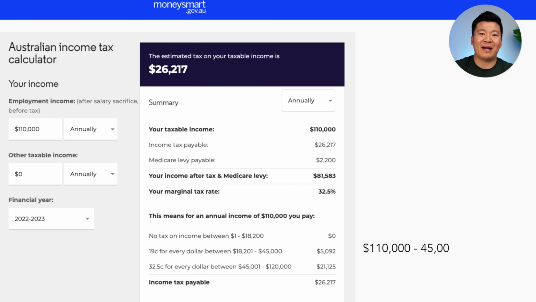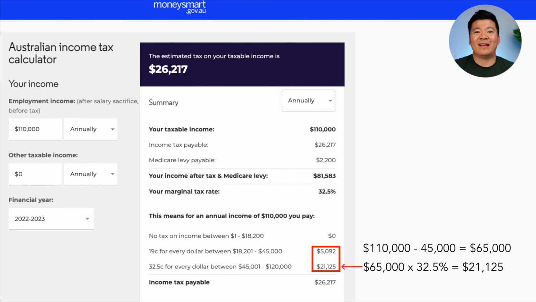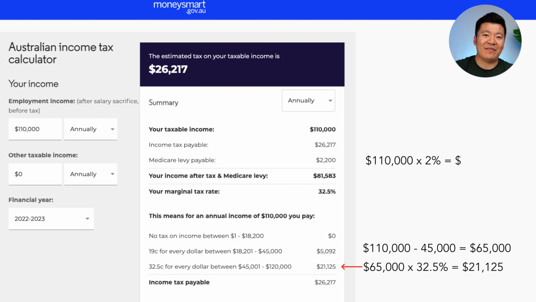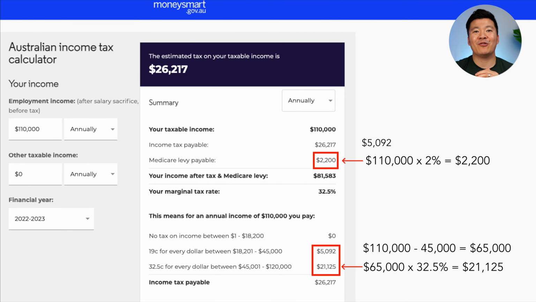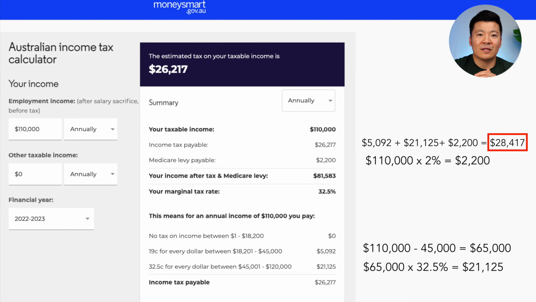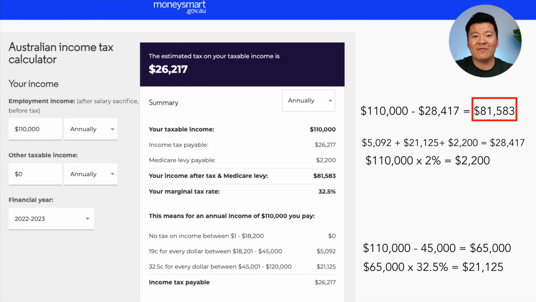So $110,000 minus $45,000 is $65,000. $65,000 times 32.5% is $21,125. So if we add $5,092 and $21,125, we get $26,217, which is Mia's income tax payable. Then we include the 2% Medicare levy on $110,000, which is $2,200. And in this example, Mia does have an appropriate level of private patient hospital cover, so she does not need to pay an extra 1% on Medicare levy surcharge. If we add all this up, the total is $28,417, which is the income tax payable plus Medicare levy. So if we subtract that from her total salary, Mia's take-home pay after income tax and Medicare levy is $81,583.